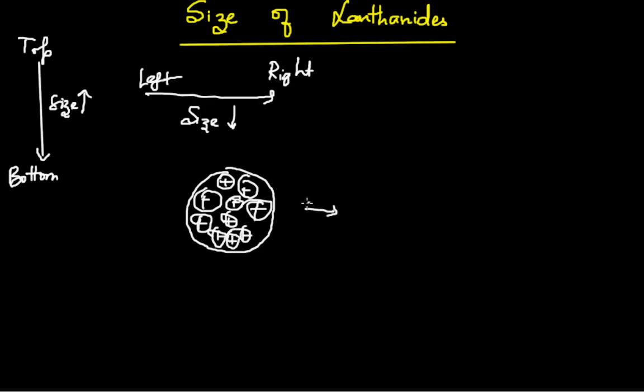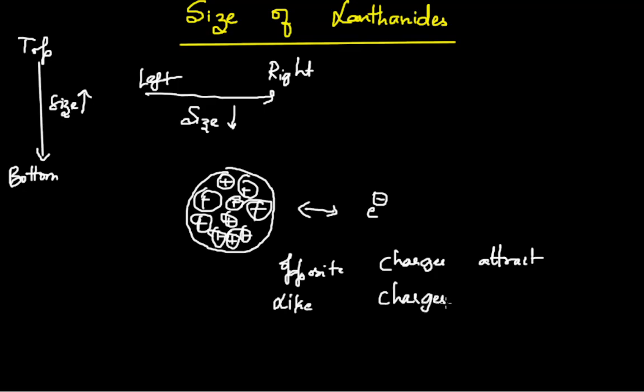So these clusters of protons are acting on each electron. Now what is this? This is a positive charge. We know this. So why does size decrease? So let us go to this. Now opposite charges attract and like charges repel.